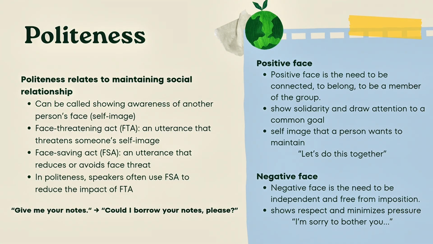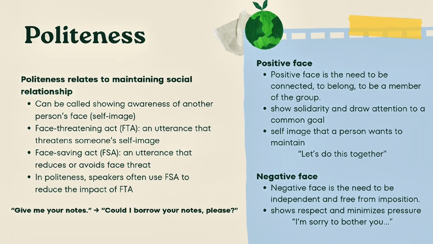Now we move to politeness. Politeness relates to maintaining social relationships. It can be called showing awareness of another person's face or self-image. Well, we know self-image is how someone wants to be seen and treated by others. Then here, we have FTA, which stands for Face Threatening Act, which is a speech act or linguistic action that threatens the listener's face or self-image.